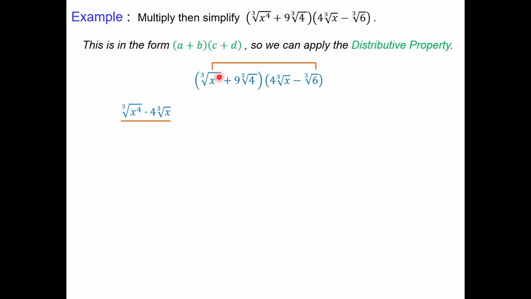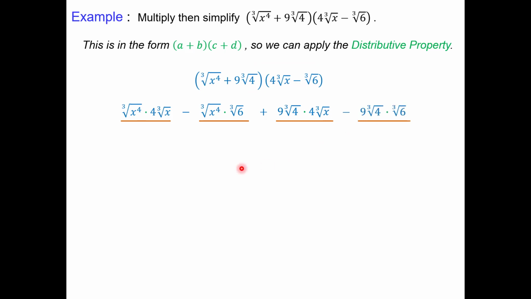Now we're going to do the first term over here times the last term here. So this is the O part of FOILing. This is the outer times the outer terms. So our cubed root times a cubed root. And then we're going to do our inner times our inner terms. And then last times last term.